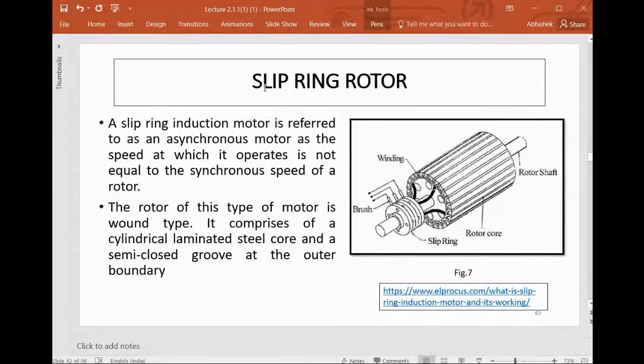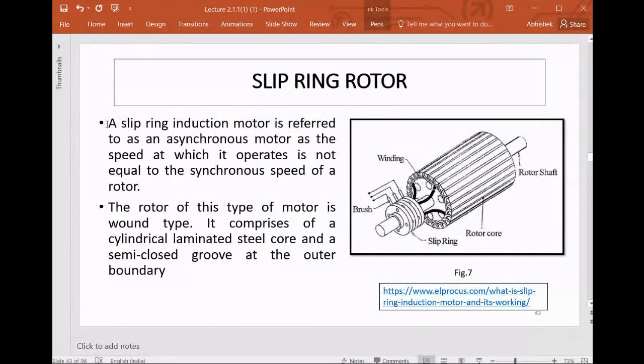Then you can say the slip ring rotor is there. We can also call it a phase wound rotor. You can say the construction part is similar to the case of squirrel cage rotor, but there is a major difference right here. You have to connect slip rings, and these slip rings should be connected to the brushes, and these brushes are connected to the resistances. Okay, and these resistances will provide different resistance to the slip rings, and you can control the speed of this particular motor using this phase wound rotor.